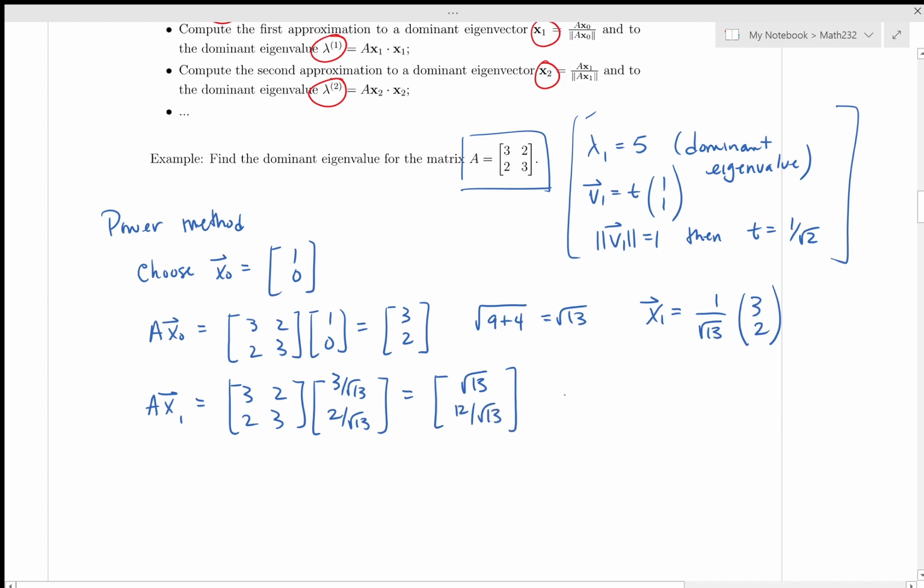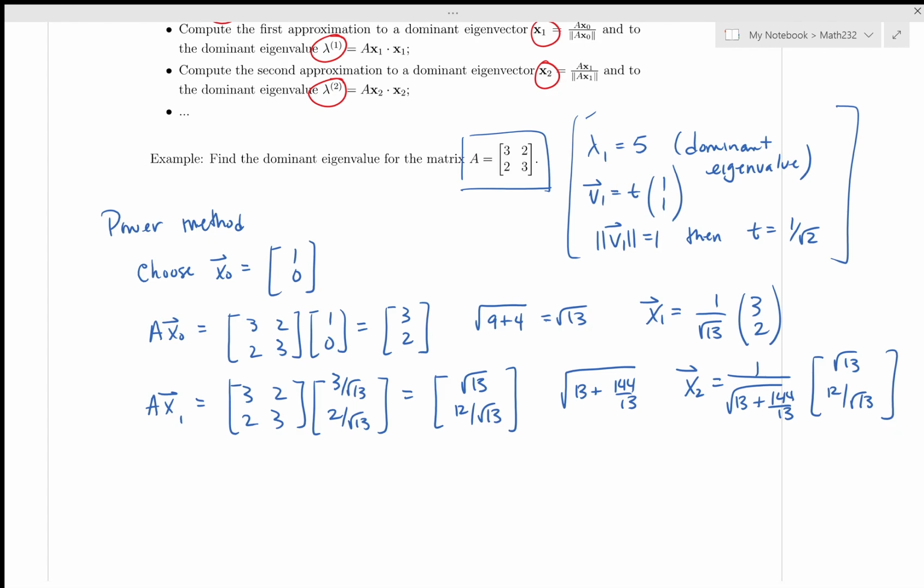Okay, then I have to find the length of that vector, Ax1, and that is root 13 squared plus 12 over root 13 squared, like that. And then I can write out what the next vector in my sequence of vectors is. It looks like this. There it is. Okay, and I'm basically going to give up because for me to now go and calculate x3 by hand, it's just too much.